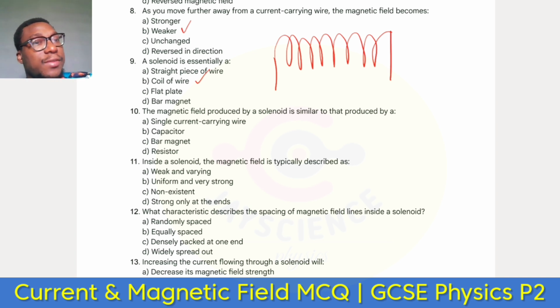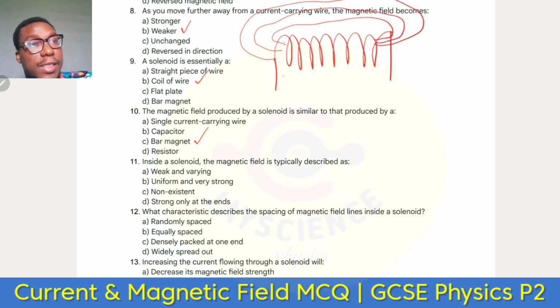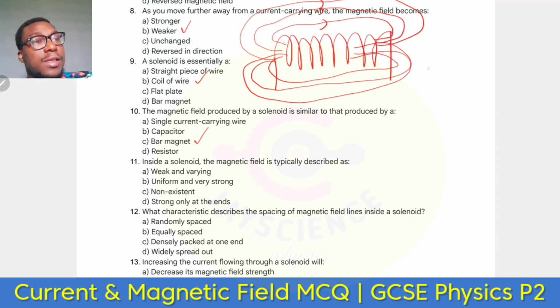Number 10, the magnetic field produced by a solenoid is similar to that produced by a bar magnet. Yeah, because the magnetic field goes like this and like this, like that. And then you have your direction. So this guy behaves like a bar magnet. So the diagram of the field is just the same as a bar magnet. So the magnetic field lines go in and out.